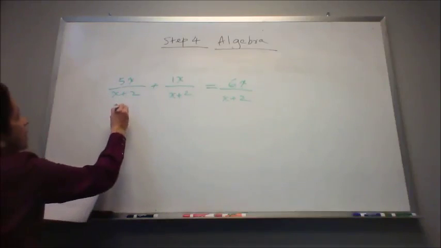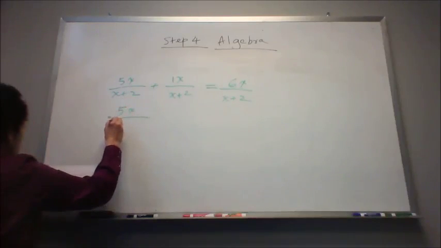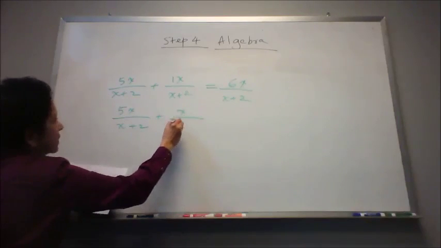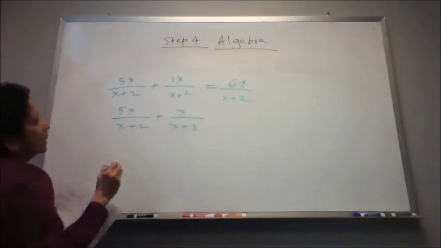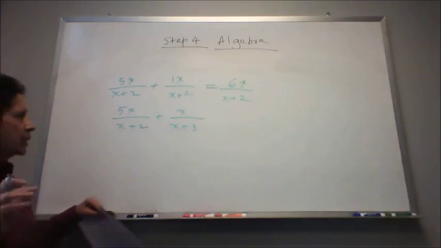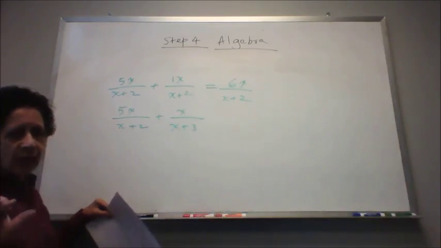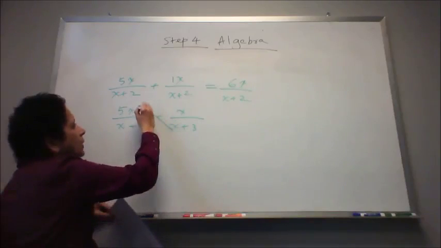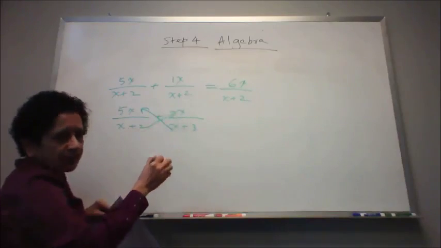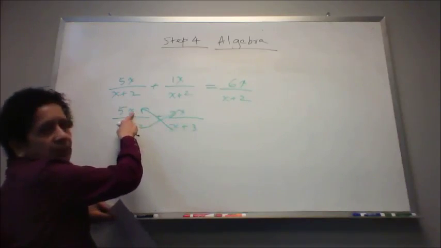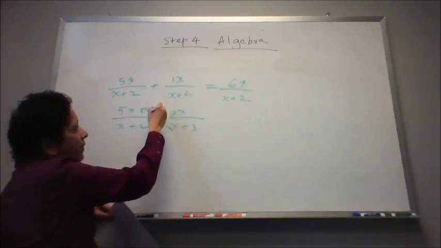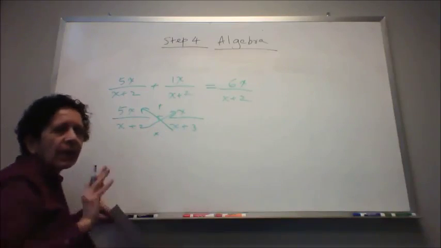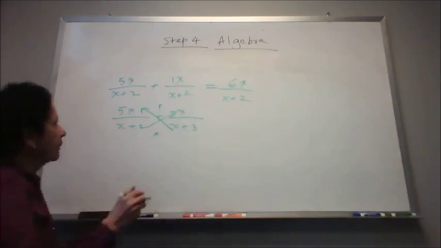But if the denominators are different, so 5x over x plus 2 plus x over x plus 3, let's say it's that. Then when we did the ratios or the fractions before, when we started adding the two fractions, what did we do? We just cross multiplied, right? This and this multiply, this and this multiply. On the top, we added. On the bottom, we just multiplied. Exact same thing you will do here, okay?